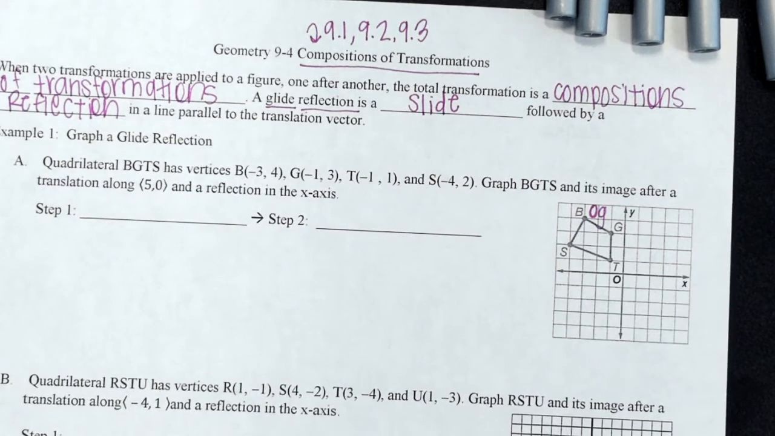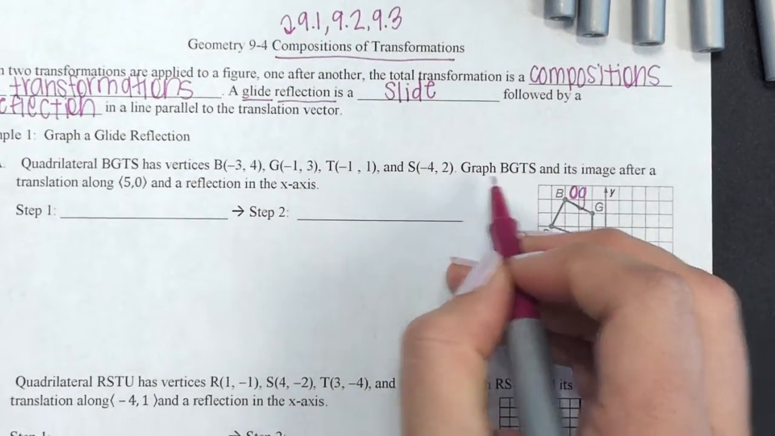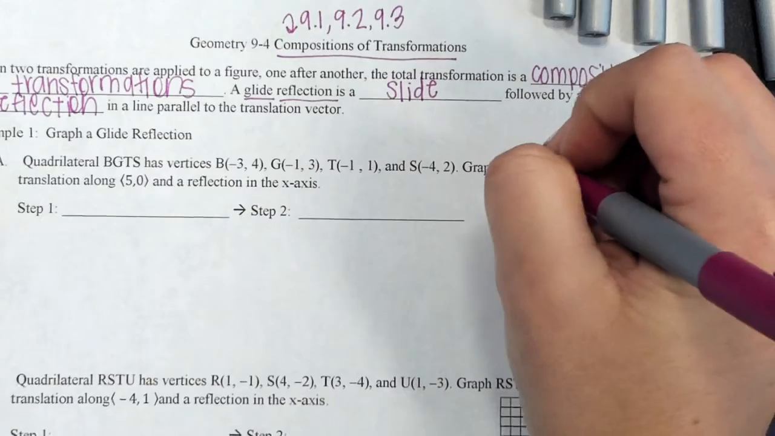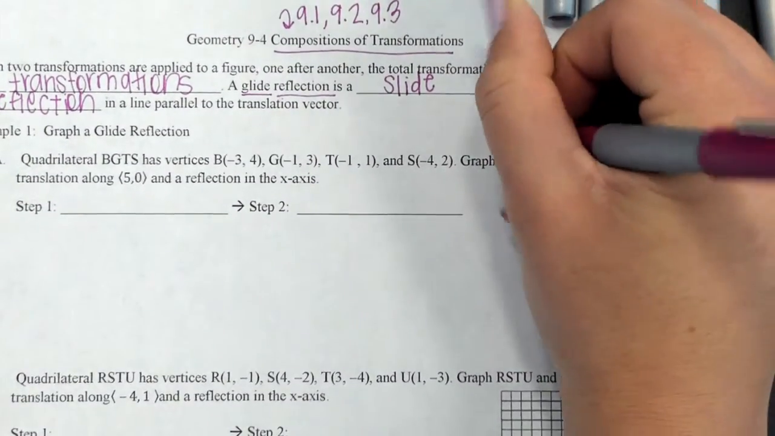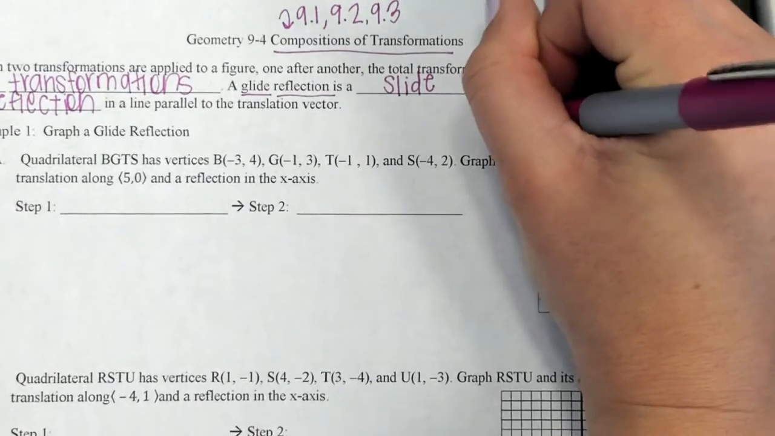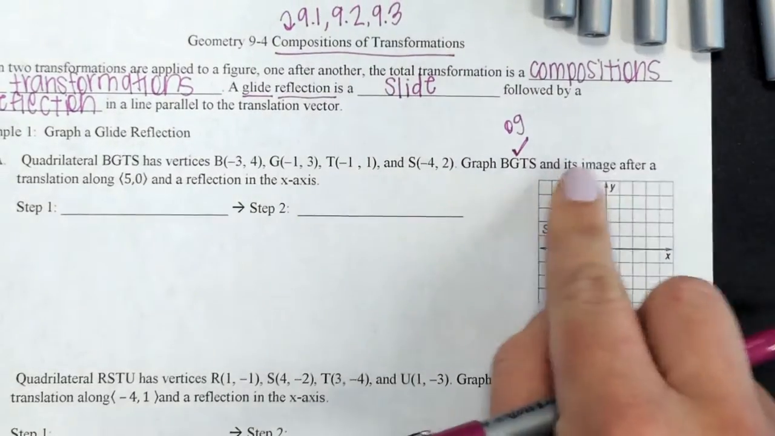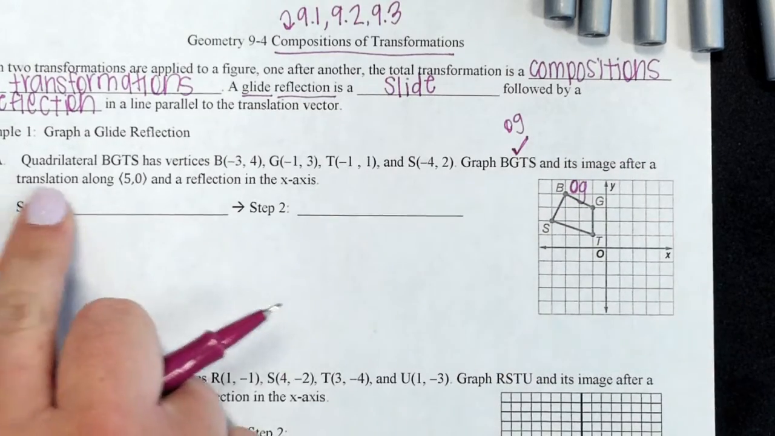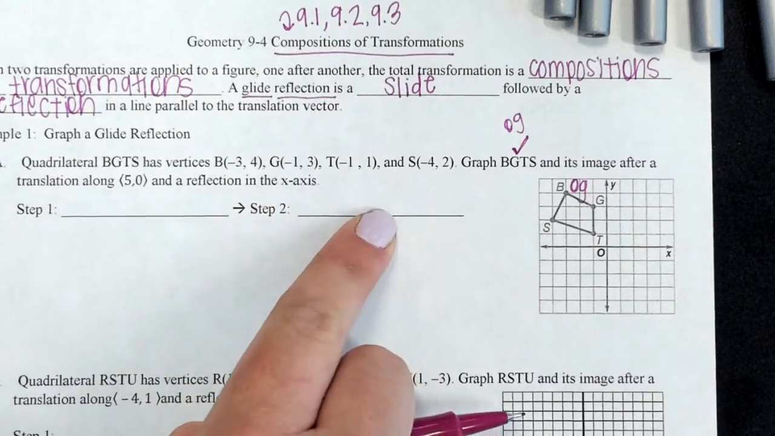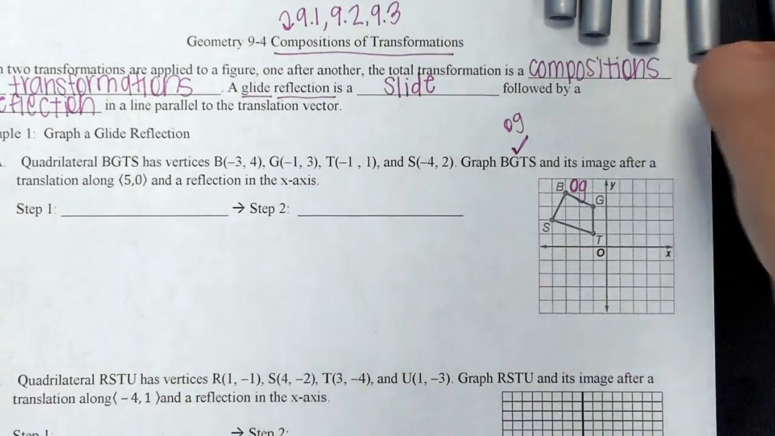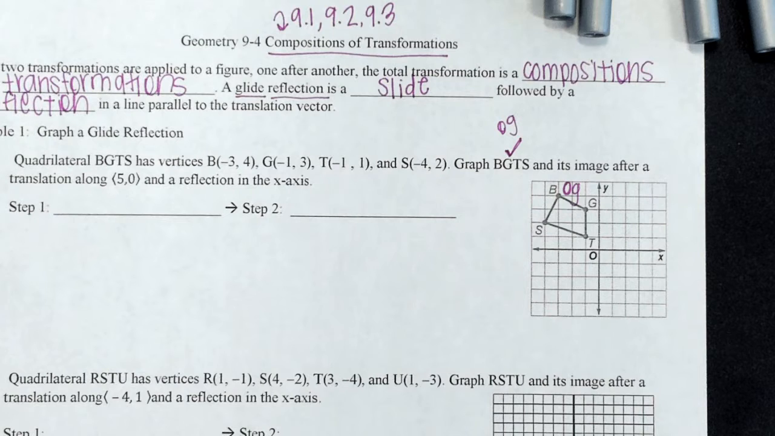Okay, here we go. So that's your OG. Okay, so look. It says graph BGTS. So we've done that. Check. Actually, you didn't. Someone did for you. So you've graphed the OG. And its image after a translation along 5-0 and a reflection in the x-axis. So they're telling you, hey, you got 2 steps. You have to translate, and then we're going to what?